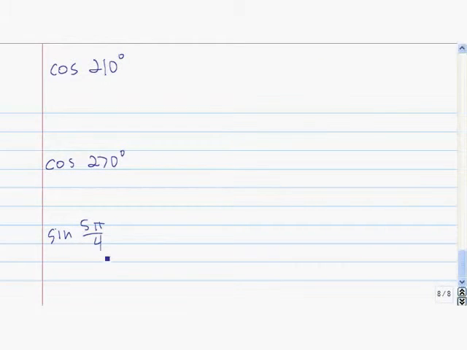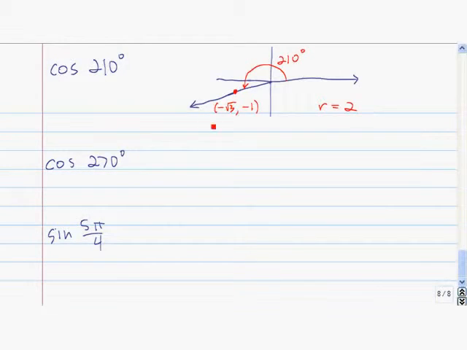Okay, work on these three examples here. Press pause while you work on them. Remember in each case you should draw the angle, in the last case it's in radians, and then find a point on the terminal side. In the first case we can just use the point that we just found. So x is negative root 3, y is negative 1, and r is 2.